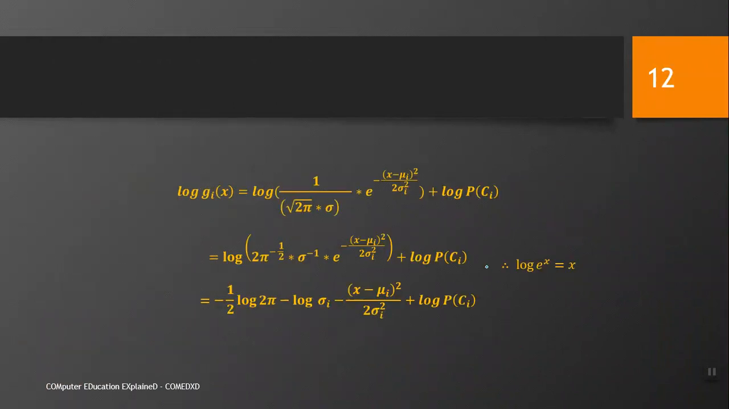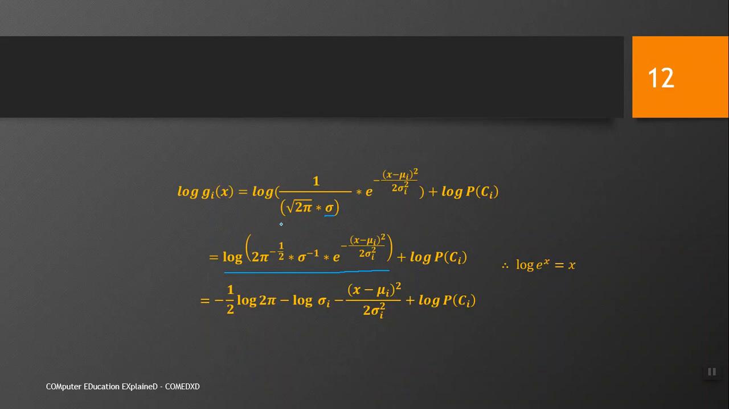And now we move to further simplify this equation. We take the log of both sides as we have taken on the previous slide, and here you can see that we put 2 pi, which has the power 1 by 2. When it is taken above the division it becomes minus 1 by 2. This has the power 1, when it goes up it becomes sigma minus 1, and this remains as it is.